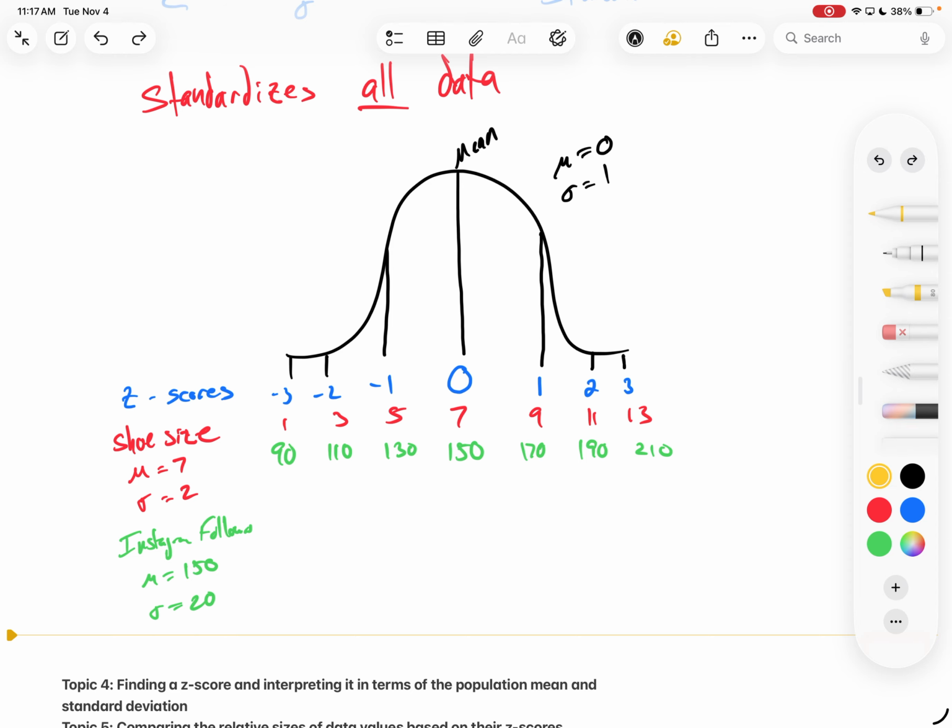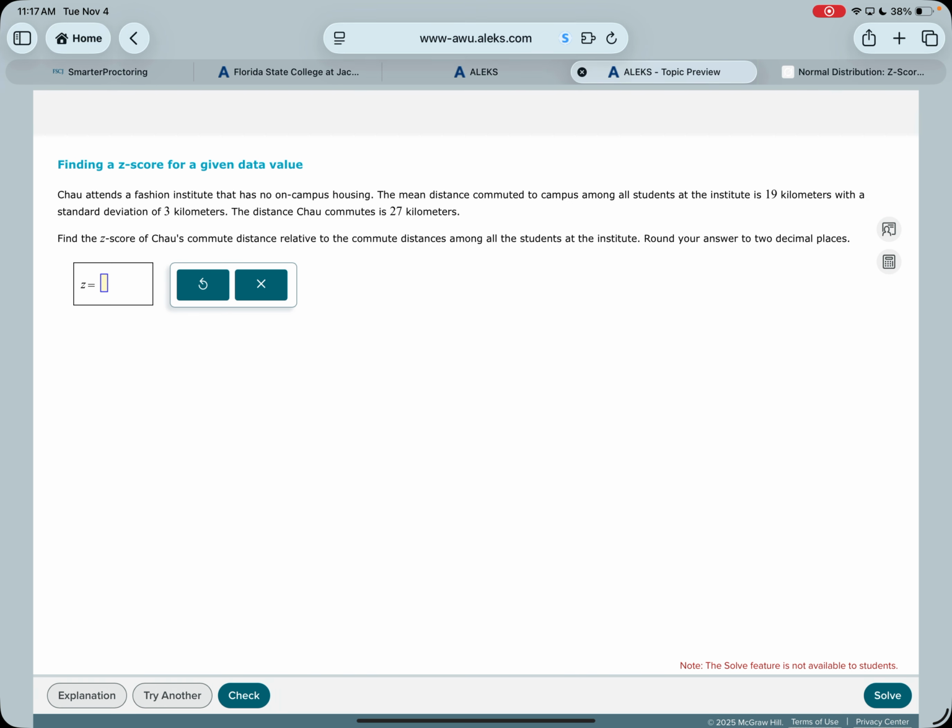All right, so how do you find the z-score? We'll keep talking about that chart, but how do you find the z-score? I gave that formula right there.